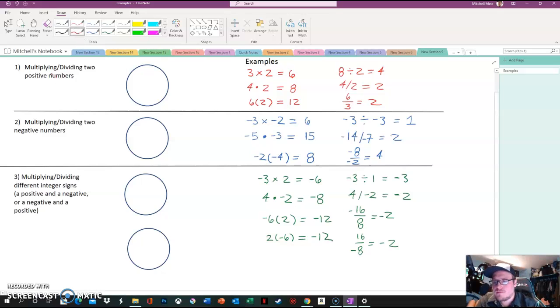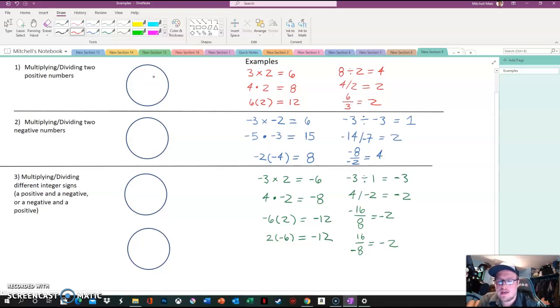So the first two rules deal with same sign integers. The first rule is multiplying and dividing two positive numbers. Whenever I multiply or divide two positive numbers, I always have a positive number. And we've been doing this since elementary school, so we're really used to this one.